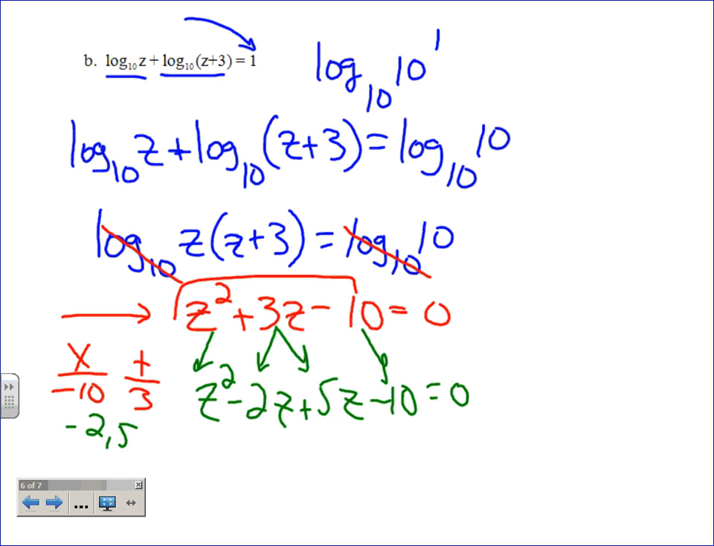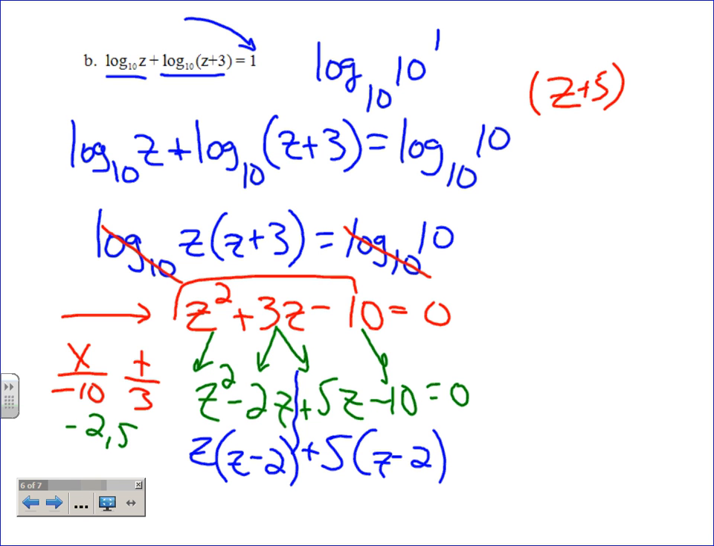I know a lot of you know this shortcut, and that's fine. Okay, can that happen? Take out 5. Positive or negative? Positive. So I'll put it, well, let's change colors then. Up here then, it's z plus 5, z minus 2 equals 0.